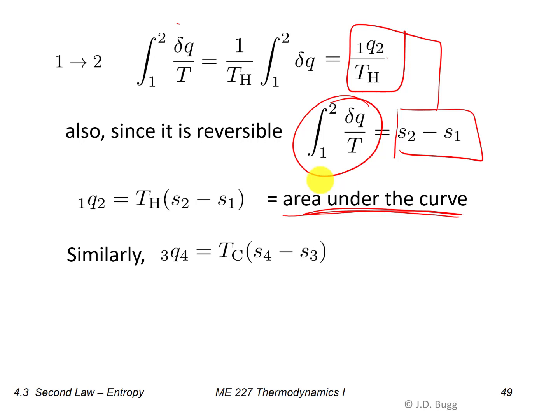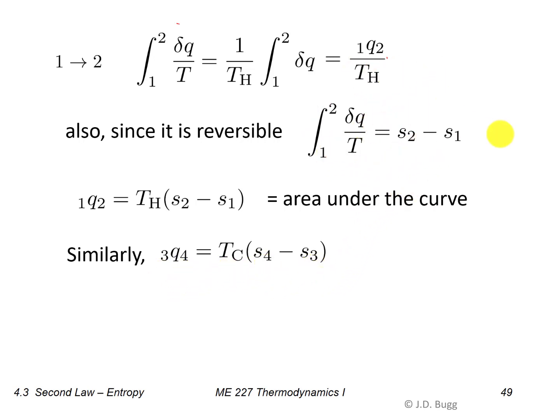Notice if we were to do the same thing for the process from 3 to 4, we would get the same result. Only now we're down at a lower temperature, Tc, and this would come out negative because S3 is bigger than S4. And the Q from 3 to 4 is negative because heat is being removed. So again, the area under the curve is heat transfer. And remember, the other 2 processes are vertical lines. So the area under them is 0, and those are adiabatic processes. So this works for all 4 processes. It just turns out that for 2 of them, the heat transfer is 0.